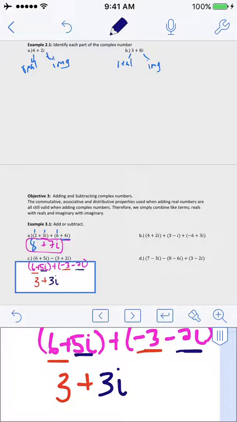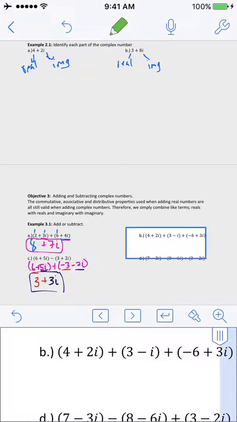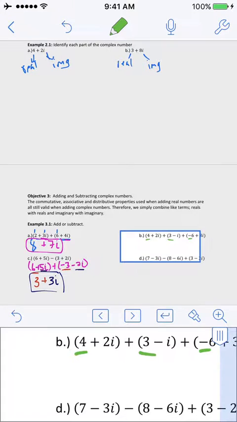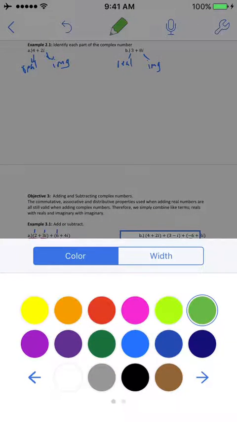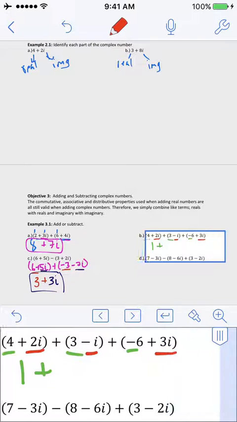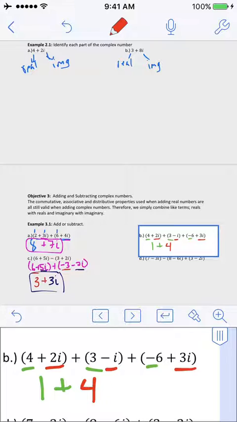Yep. And I get a new complex number, 3 plus 3i. Let's try adding a few of them now. Just go part by part. 4 plus 3 plus negative 6, that would be 7 minus 6 is 1. Add the imaginary parts, 2 minus 1 plus 3, that's 1 plus 3, or 4 imaginary numbers, right? 4 imaginaries.